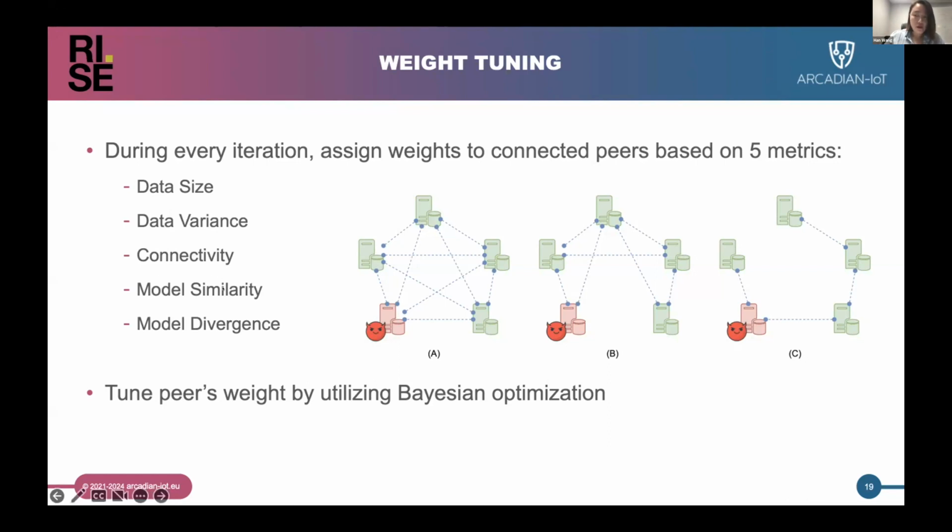We calculate the model similarity between its own local model and the models updated by the other peers. And also we consider the model divergence, which means we see how much they diverge from each other, and it may cause problems if we take the model updates from a compromised client. After we have these 5 metrics, we tune the peers' weights by utilizing Bayesian optimization, a probabilistic model with which we can find the optimal combination of these 5 metrics.